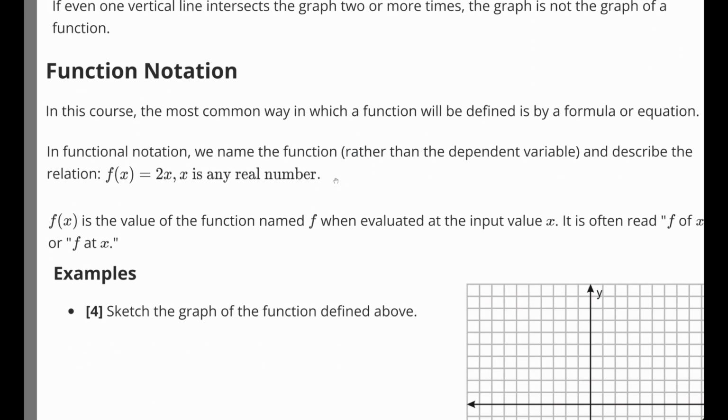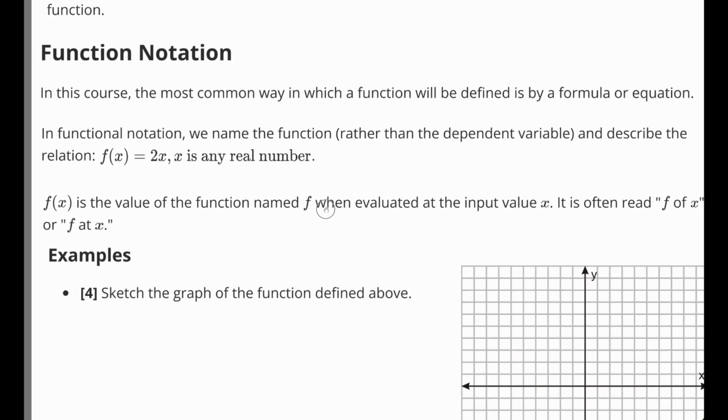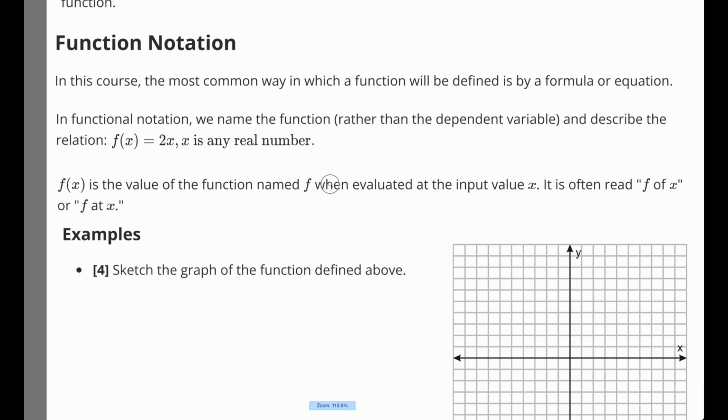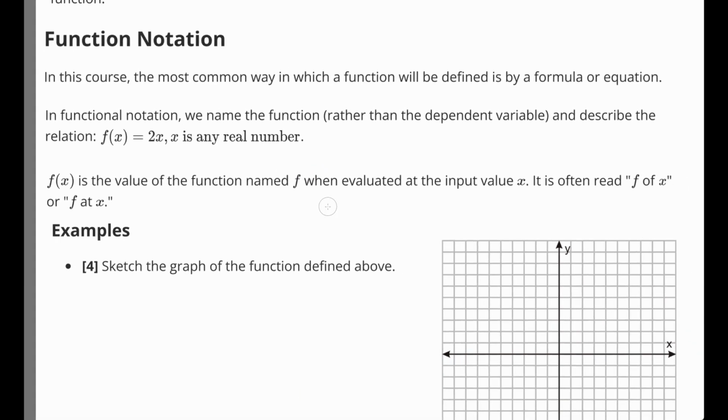Onward we go. Function notation. In this course, the most common way in which a function will be defined is by a formula or an equation. In function notation, we name the function rather than the dependent variable and describe the relation. For example, f of x equals 2x. So this is basically the y value here, f of x, and then this is the formula that you would need, x being the input. And it says here x can be any number.